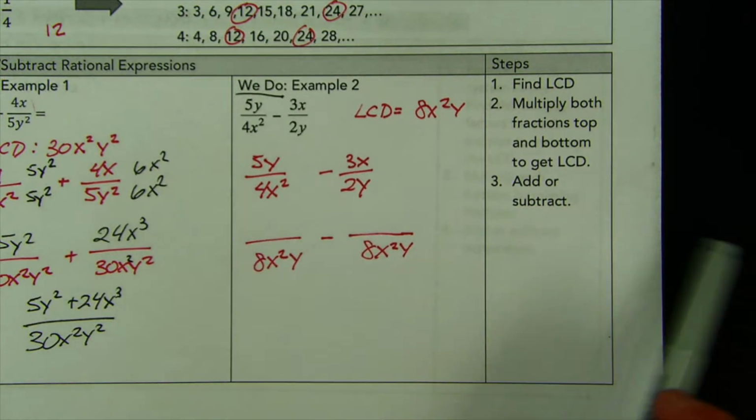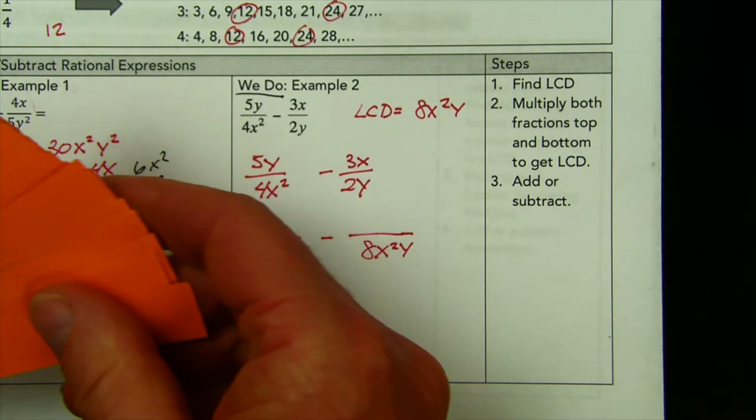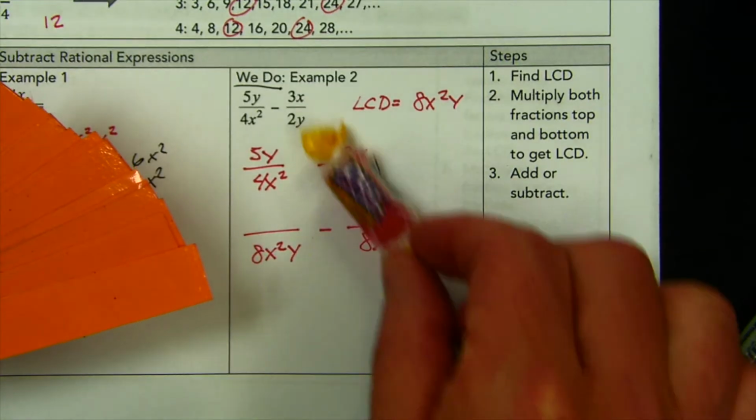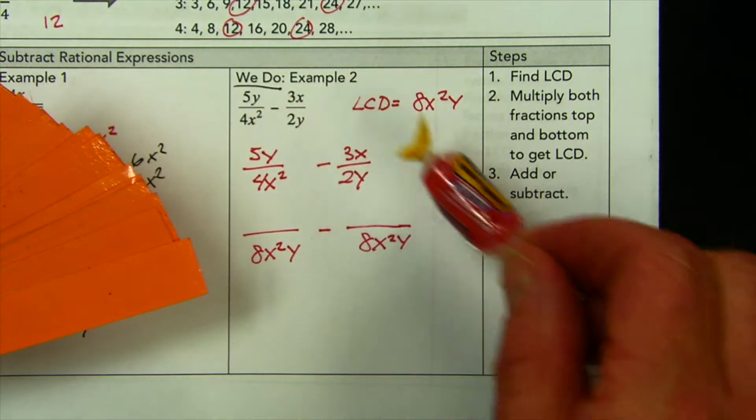Well, let me call on you guys again. And whoever gets this right is going to get a Jolly Rancher. That's right. Everybody likes the red ones.